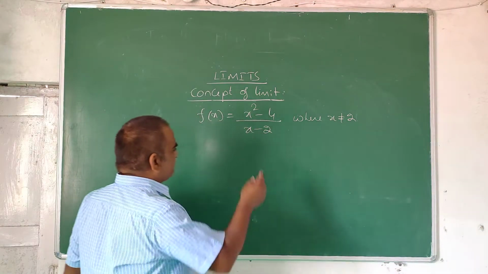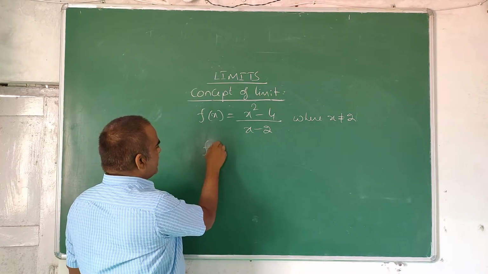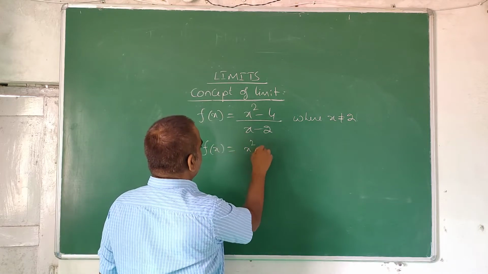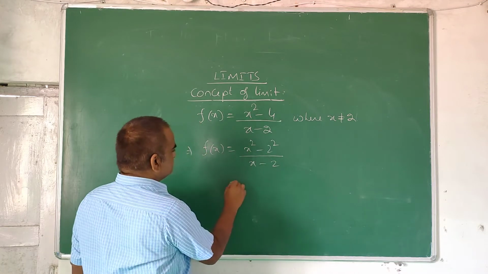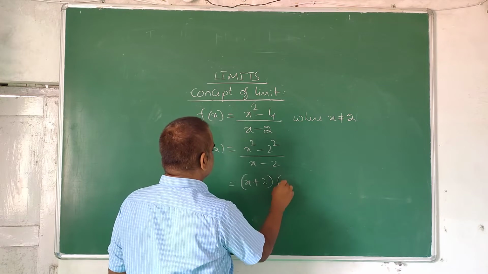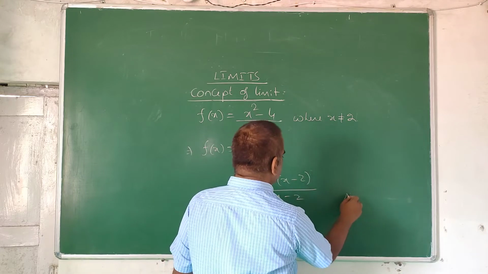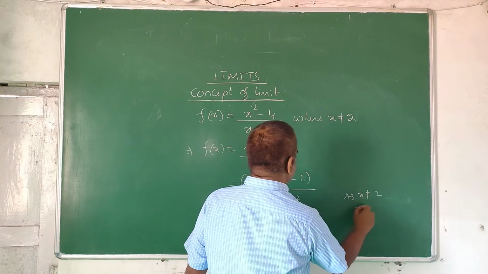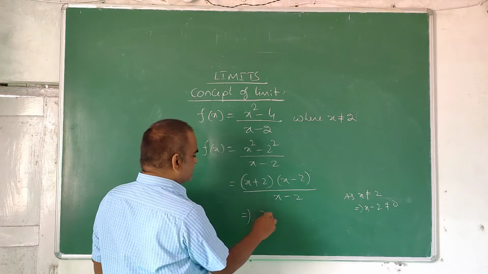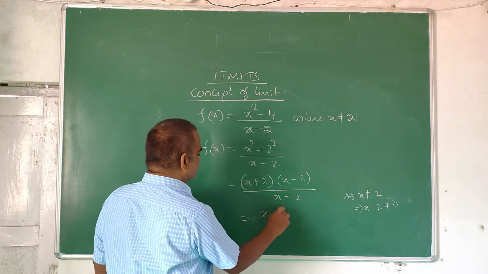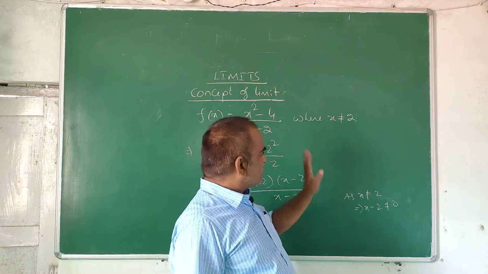However, when x is not equal to 2, this function can be further simplified. x square minus 4 is 2 square by x minus 2, which is equal to x plus 2 into x minus 2 by x minus 2. As x is not equal to 2, x minus 2 is not equal to 0. So this x minus 2 gets cancelled, then you get x plus 2. So our f of x is equal to x plus 2 when x is not equal to 2.